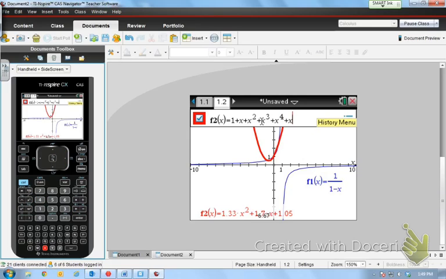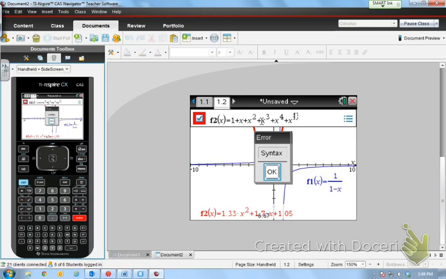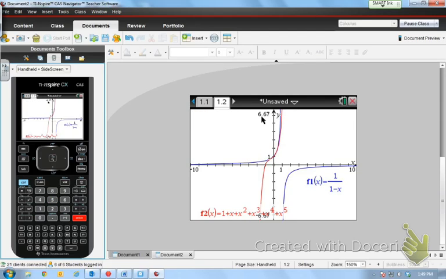We'll just go to the 5th. Ah, come on. I hit 5. Okay. Enter. That's even better. Is that pretty darn close on the interval we wanted?